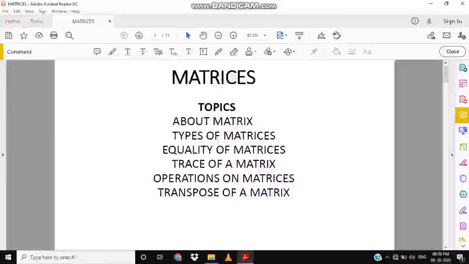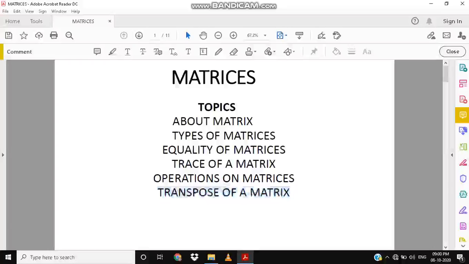So, what we will discuss today is what a matrix is. We basically know what a matrix is. It's an arrangement of numbers in rows and columns which is placed inside a bracket, right? Then we'll see what the types of matrices are. Then we'll see equality of matrices. Then we'll see how to find the trace of a matrix. Then we'll see several operations which we will be applying on matrices, problems, numericals. And at last we'll see how to find the transpose of a matrix.